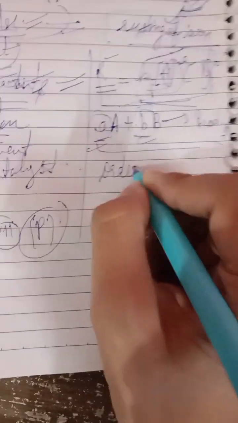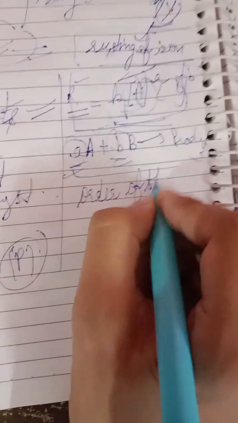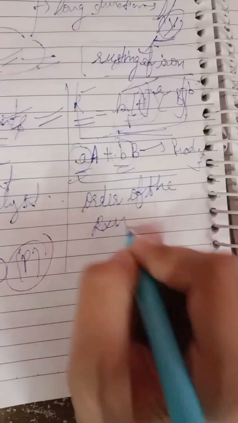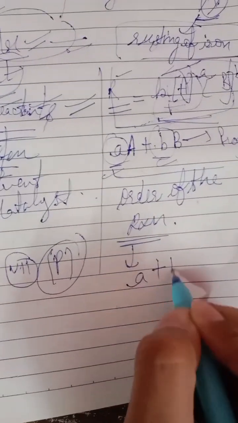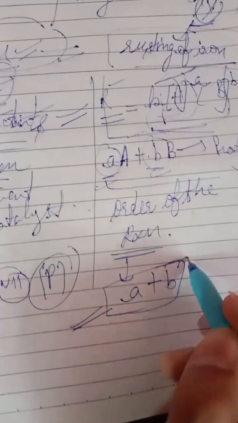Now from this rate of reaction, we can determine the order of the reaction, which is small a plus b, that is the sum of the powers of the concentration of the reactants in the rate law of a particular reaction.